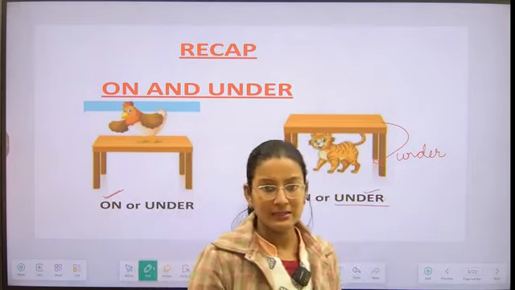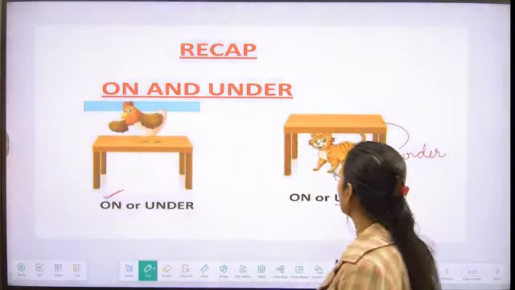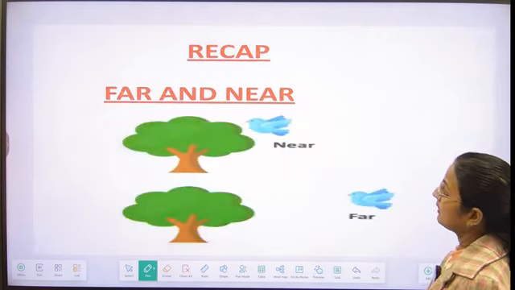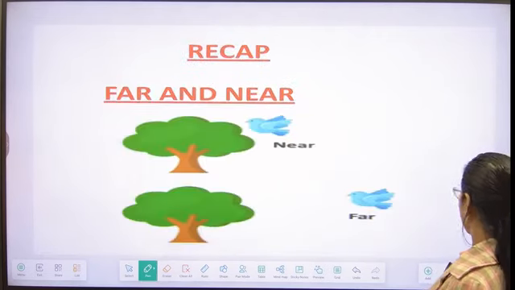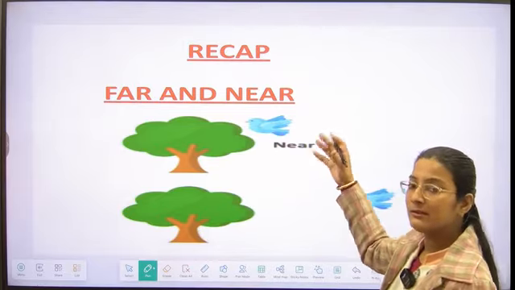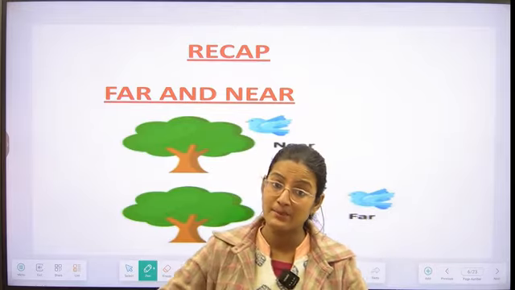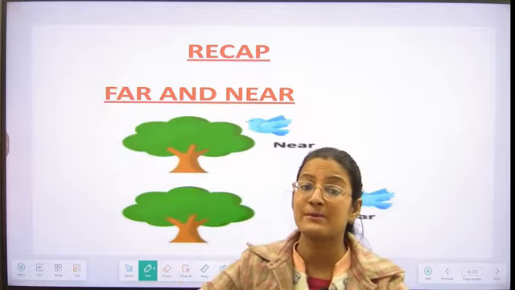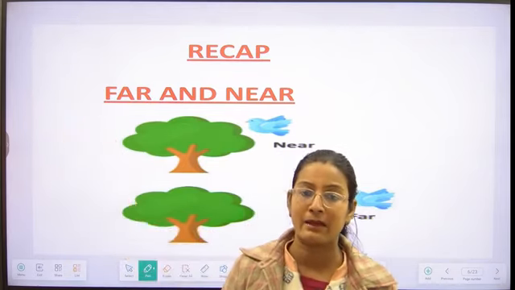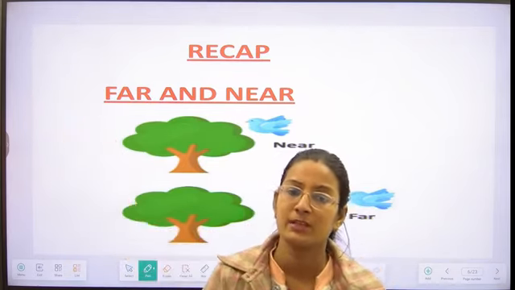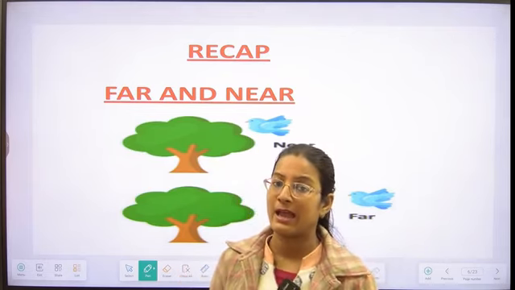Is everyone understanding where we are using on and under? Very good. Let's move to the next concept. The next concept is far and near. सब बच्चों को याद आया? जब भी कोई भी चीज हमसे दूर होगी, कोई भी ऑब्जेक्ट हमसे दूर होगा, we are using the word far for that. पर अगर कोई भी ऑब्जेक्ट हमारे पास में होगा तो we are using near for that.